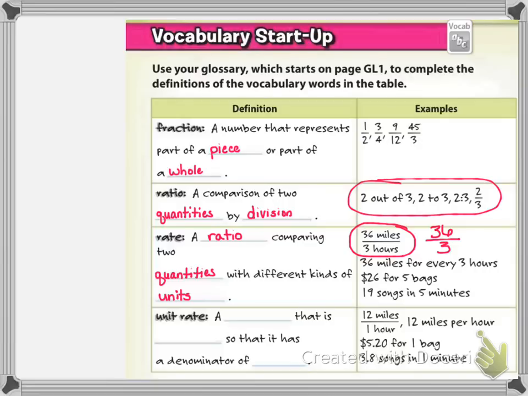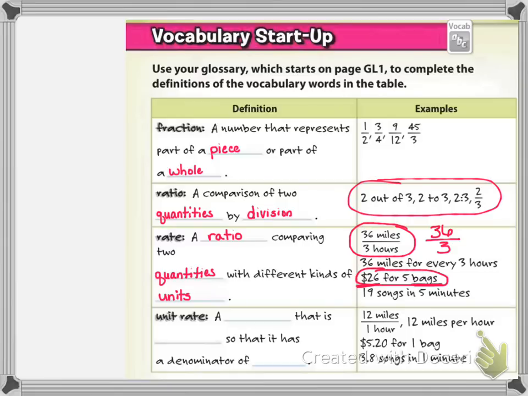Now, the other example they give you, if you look at the third one down that I'm circling now, talks about $26 for 5 bags. So we're talking about money, which is the dollars, and then bags of something. We don't know what it is.